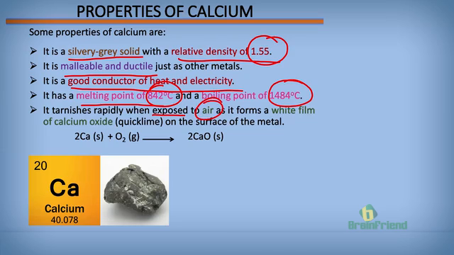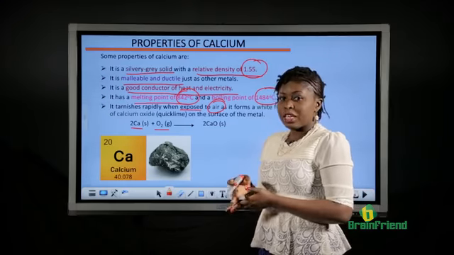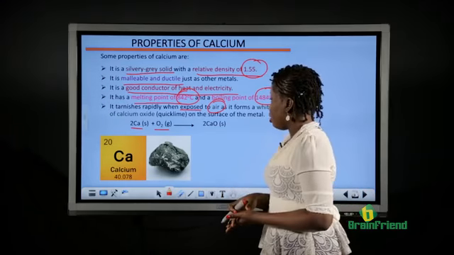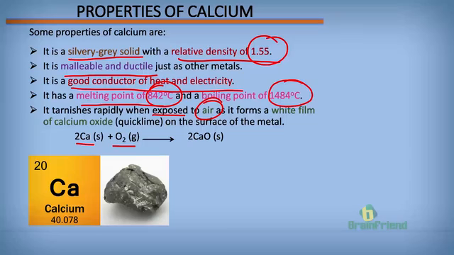Now, calcium tarnishes rapidly when it is exposed to air, as it forms a white film of calcium oxide. So remember our equation, calcium reacting with oxygen in air actually. So when we say it tarnishes when exposed to air, we actually mean when it is exposed to the oxygen in air, okay? So it reacts with this oxygen to give us this calcium oxide, otherwise known as quicklime, okay? So this forms on the surface of the metal when it is exposed to air.